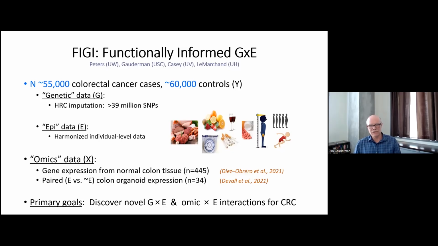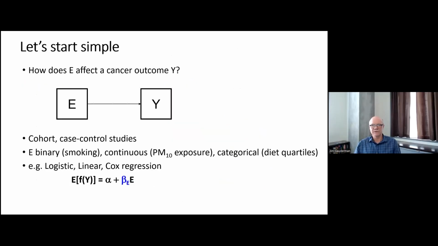So we have gene expression from a sub-study of normal colon tissue on 445 subjects. Included in that nicely is also the same exposures that we have in the broader epidemiology study. And then there's a colon organoid expression study on 34 pairs of colon organoids that Matt Duvall and Graham Casey have been working on. And you're going to probably hear more from Matt on this in tomorrow's talk. And the goals of this are to try to discover novel interactions, G by E or omic by E interactions.